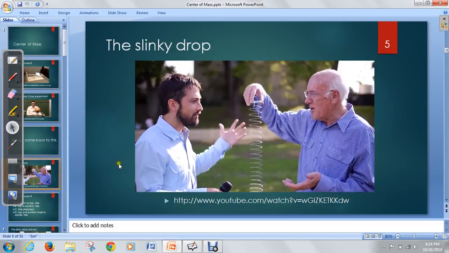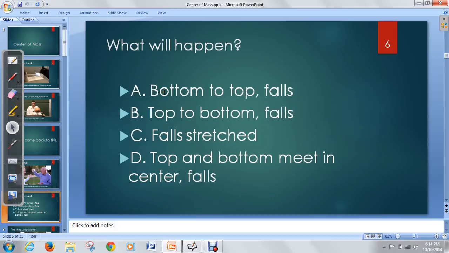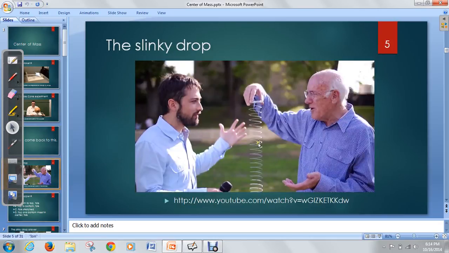But the first thing we did was we looked at a video about a slinky drop from Veritasium, so I highly recommend it. When you watch this video, he asks, when he drops that slinky, is the slinky gonna compress itself to the bottom, or have the bottom come to the top and then fall? Is the top gonna go to the bottom of the slinky and then fall, or is it gonna fall stretched? Is it gonna have the top and bottom meet in the center and fall? Okay, so he's trying to ask what's going to happen to the slinky when he drops it.